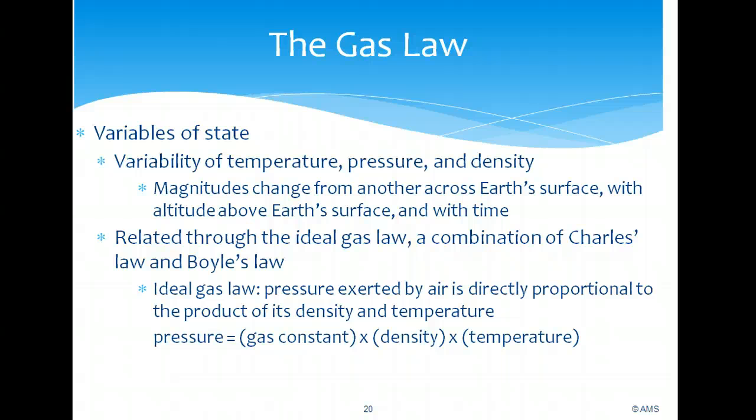According to Boyle's law, when the temperature is held constant, the pressure and density of an ideal gas are directly proportional. That is, as the pressure on a sample of ideal gas increases, its volume decreases and its density increases. So we take these two laws, Charles' law and Boyle's law, and they are combined into what is known as the ideal gas law.